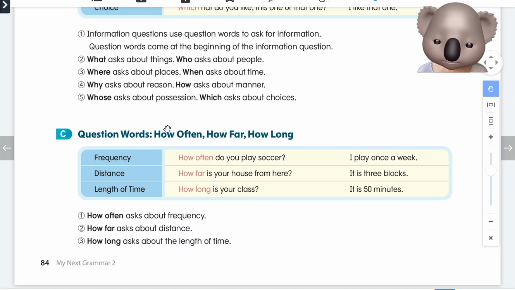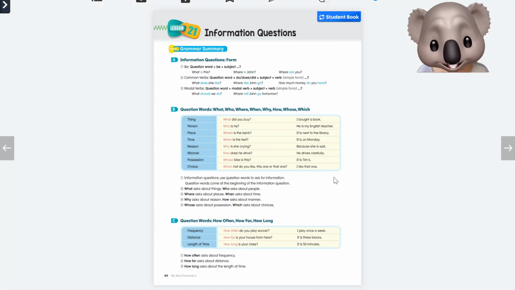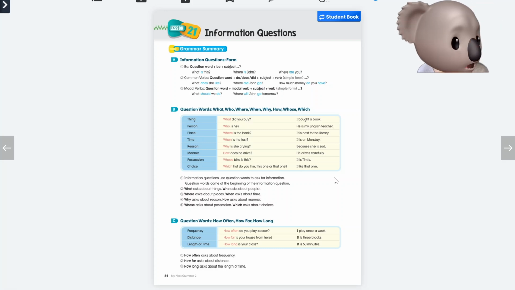We can also use how often, how far, and how long as information questions as well. Frequency, 얼마나 자주 하는지, you can ask how often. For distance or 거리, how far. For the length of time, you can ask how long. 몇 시간, 몇 분 등등. If you're ready to get started with your homework, let's go!